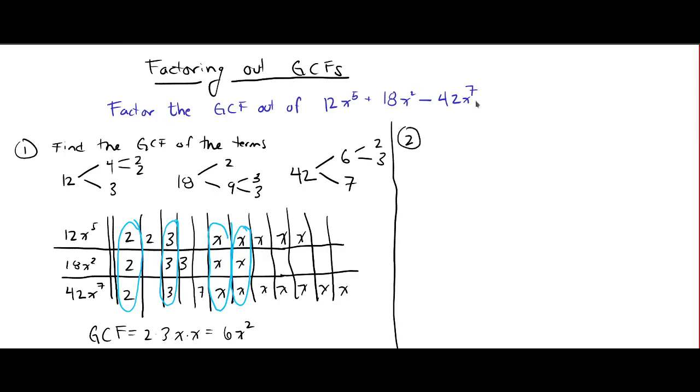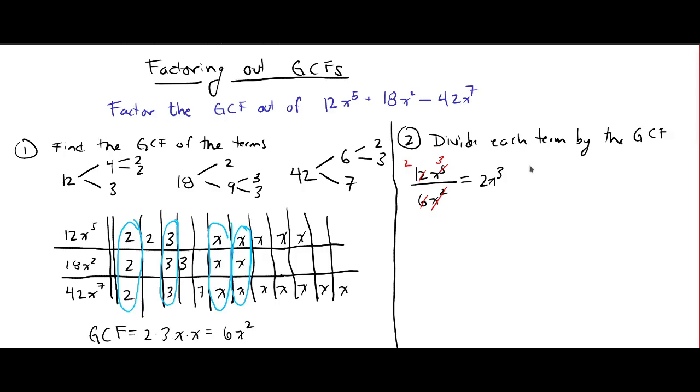All right, so the next step, we're going to divide each term by the GCF. So we go term by term here. 12x to the fifth divided by the greatest common factor, 6x squared. So we can cancel out, 6 factored out of 12 gives us a 2, and x to the fifth divided by x squared, that leaves 3 x's, so that fifth becomes a 3. So we have 2x cubed.